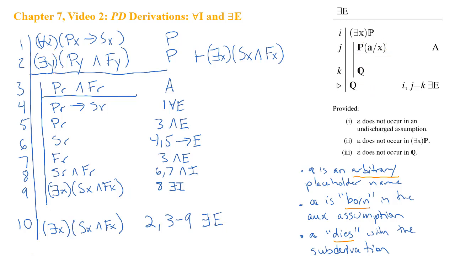We'll look at some potential mistakes and violations of the restrictions in a moment, but I just want to emphasize one last time. Given the existential in line 2, we introduce an arbitrary placeholder constant in the auxiliary assumption, and so that constant is born right there in that auxiliary assumption. We use it to do some work and then remove it. It dies in a sense by doing an existential introduction, and then that allows us to pull the formula Q out of the subderivation without violating any of the restrictions. There will be other ways that the arbitrary placeholder constant might disappear at the end of the subderivation. We'll look at those in a little bit. That is, it won't always be another existential introduction, but it very frequently will be.